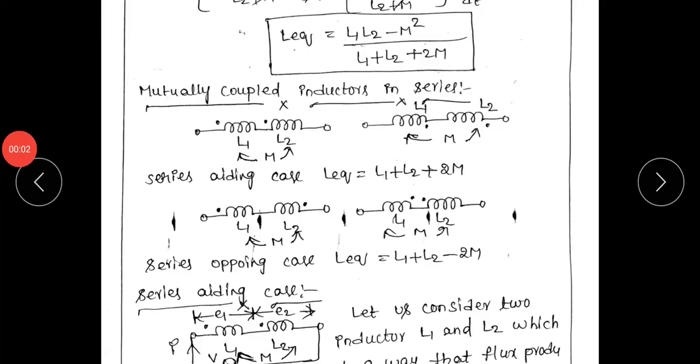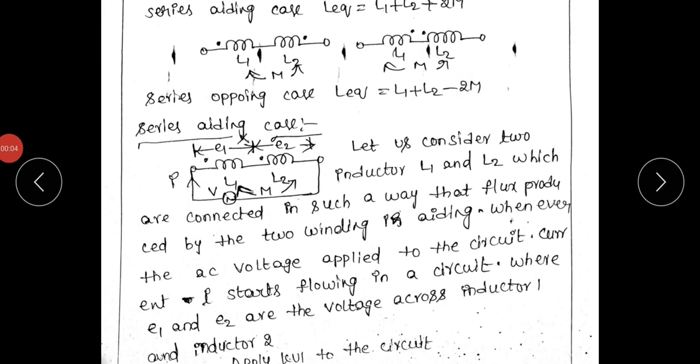Okay, now I would like to explain about series aiding connection and series opposing connection. First one, series aiding connection. Here two inductors having inductances L1 and L2 are connected in series. So the current flowing through these two inductors is the same.